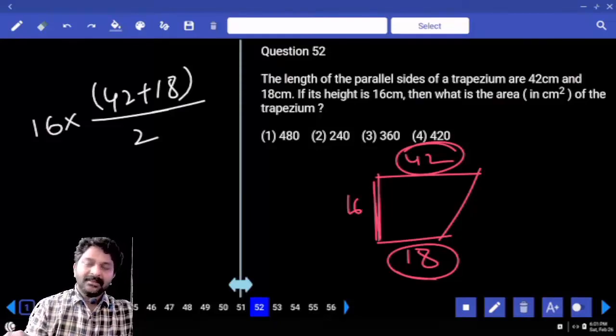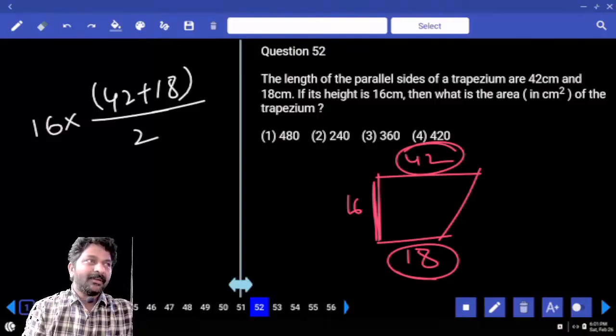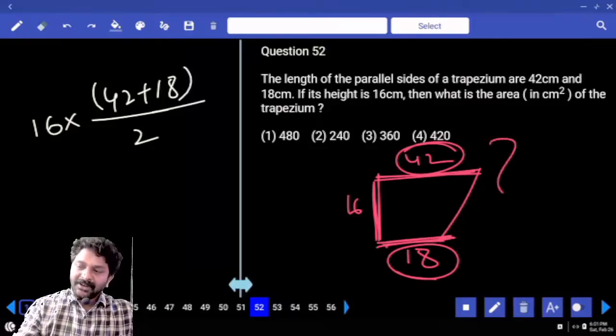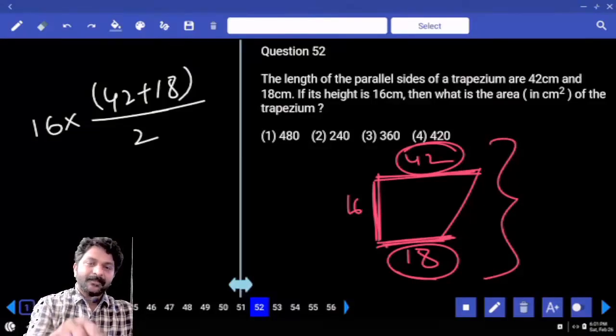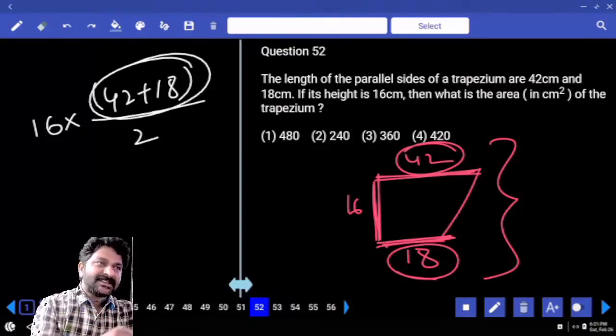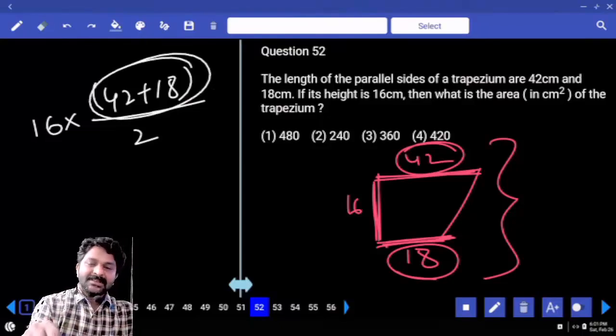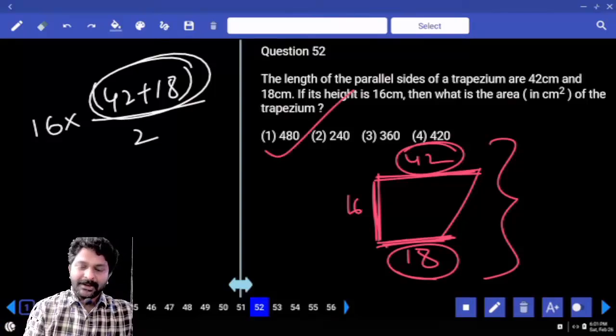You know that the area of a rectangle is length into breadth, right? Here in a trapezium there will be two different sides, so we need to take the average of these two, that's all. So how much is this number? 60. 60 by 2, 30. 16 into 30, 480.